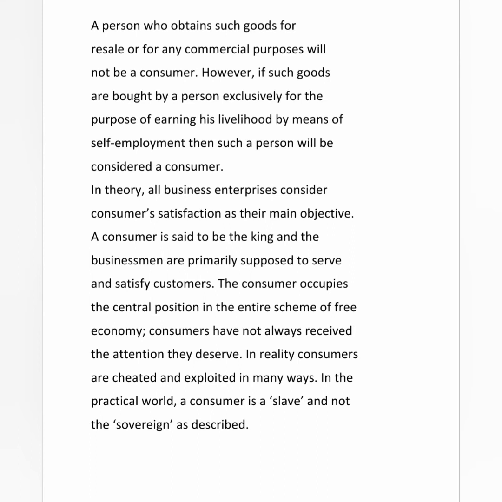The consumer occupies a central position in the business, even though consumers have not always received the attention they deserve. In reality, consumers are sometimes cheated and exploited in many ways. In the practical world, a consumer is a slave and not a sovereign as described. As already said, consumers are the kings, but it is not true because consumers are mostly being cheated in many ways by the marketers and businessmen.